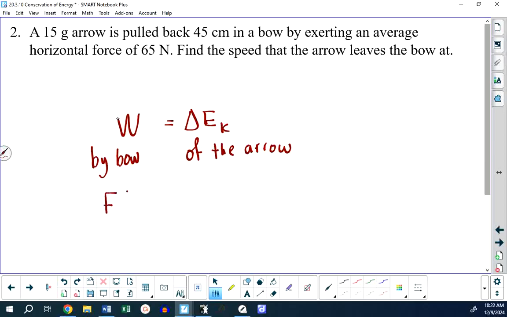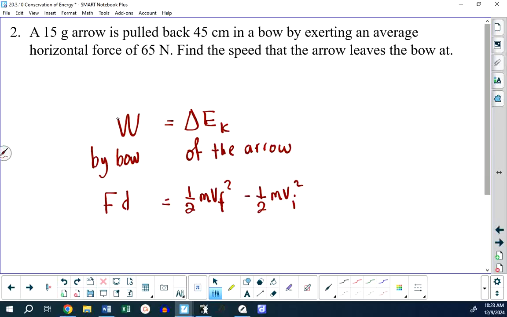And that means that we can say Fd equals the change in the kinetic energy of the arrow. So we're building an equation. Work is force times displacement. Now, there's a subtlety here that in the past I wouldn't even talk about, but I like to challenge my students to think about this. This has to be the force that the bow applies to the arrow. That force of 65 newtons is the force that you apply on average to the bow.